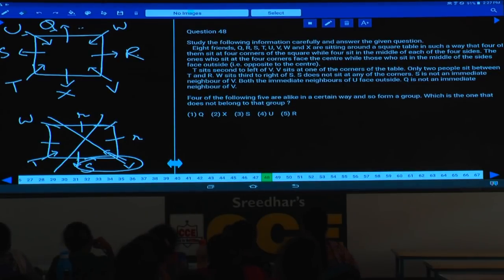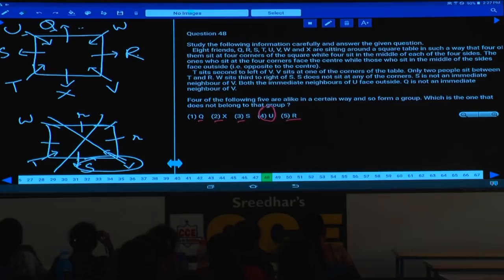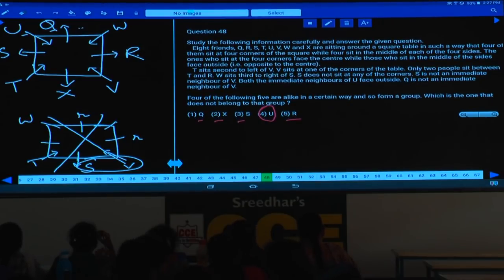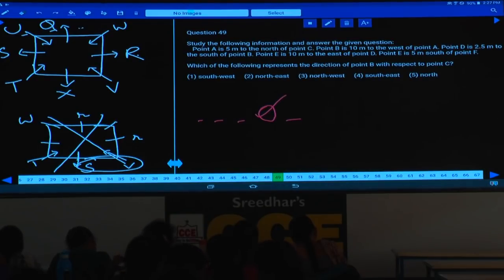Then question number 48. 4 of the following 5 are alike, and one is the odd man out. Now this Q is facing away from the center, X is also away, S is also away, R is also away, whereas U is facing towards the center. Except U, the remaining persons are facing away from the center, and U is facing towards the center, and it is given in choice 4. Then question number 49.